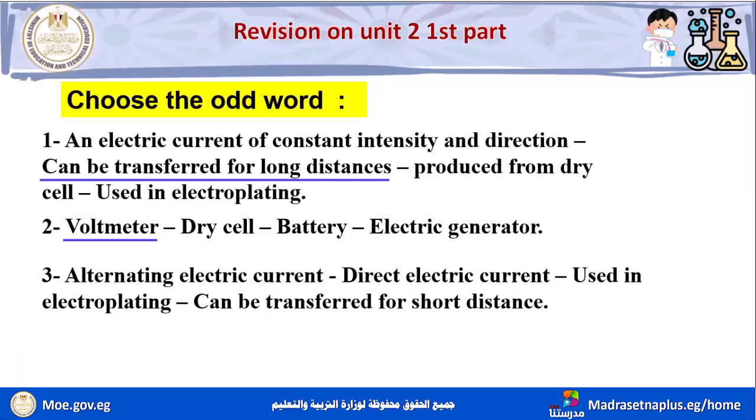Number 3, alternating electric current, or direct electric current, or used in electroplating, or can be transferred for short distance. Alternating electric current is not used in electroplating, and direct electric current can be transferred for short distance, so here the odd one is alternating current.